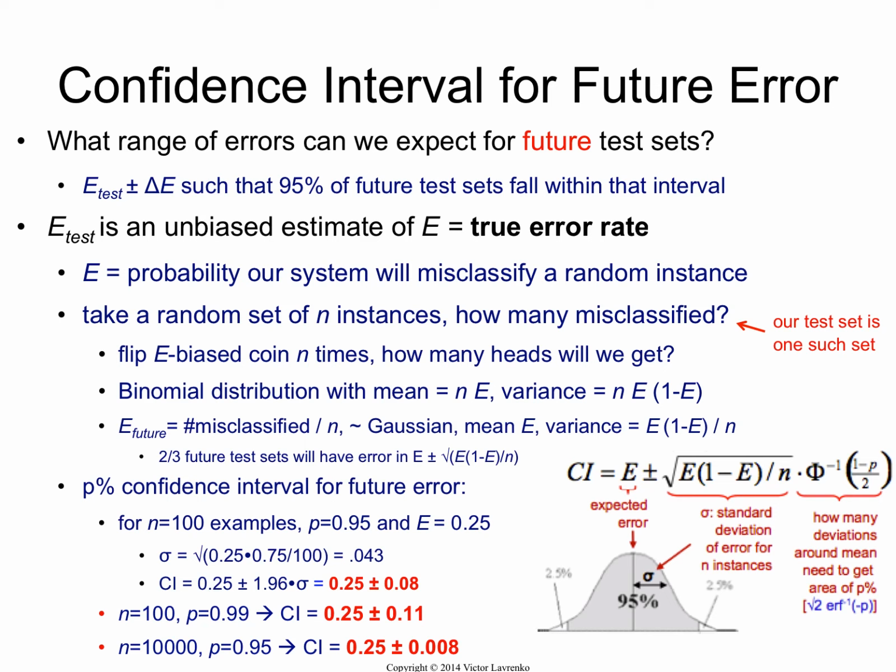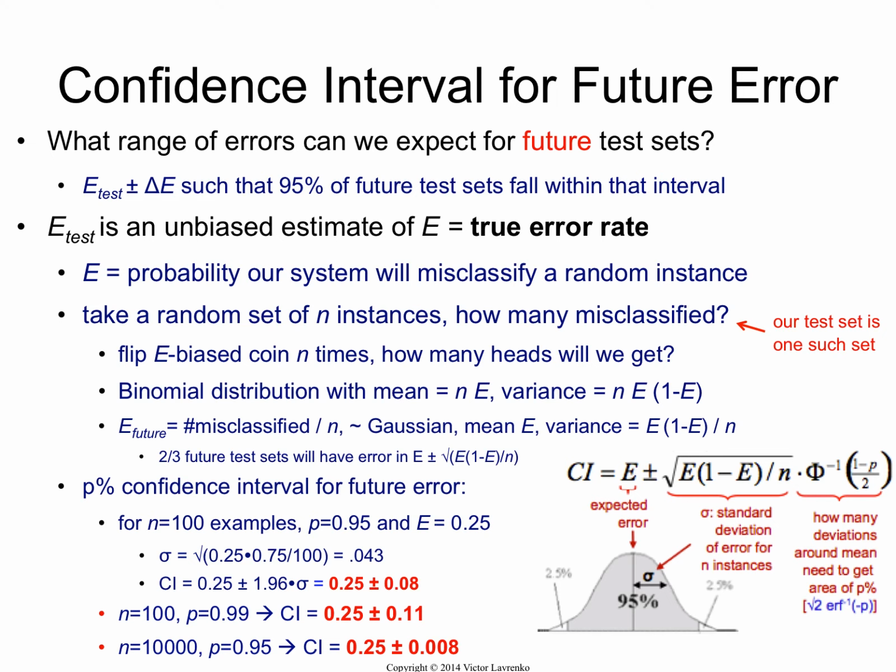If I wanted a higher confidence, not surprisingly, higher confidence means more of the future test sets have to fall within the range, so I have to expand the range. So it's going to be more standard deviations to the left and the right of the mean. It's 0.25 plus or minus 11%. Right? So that's if I wanted a 99% confidence interval.